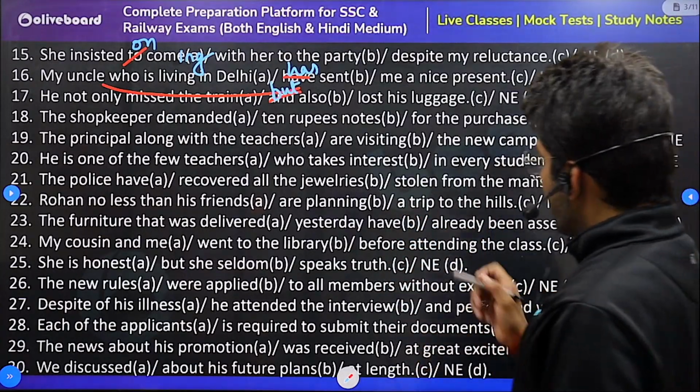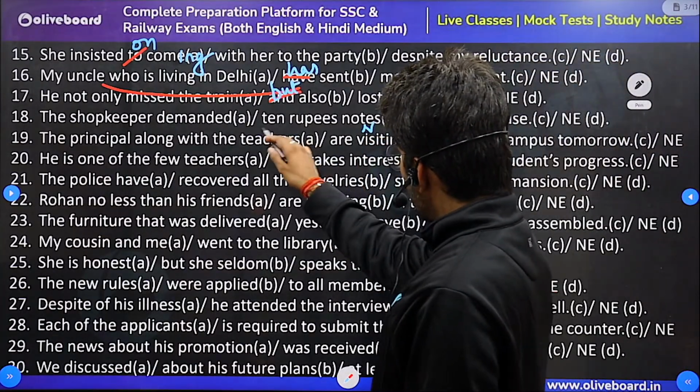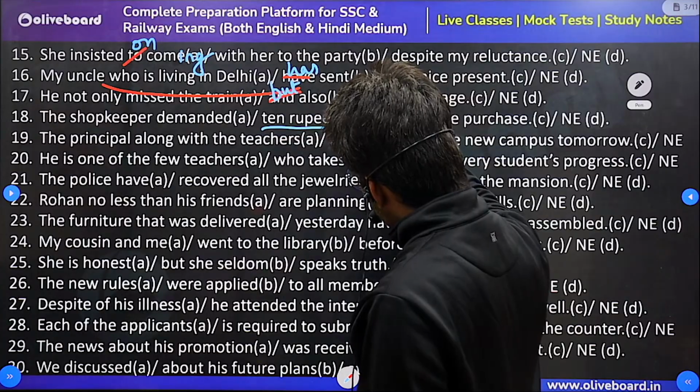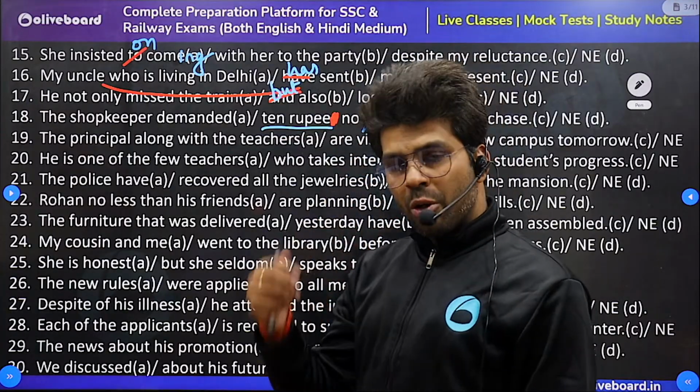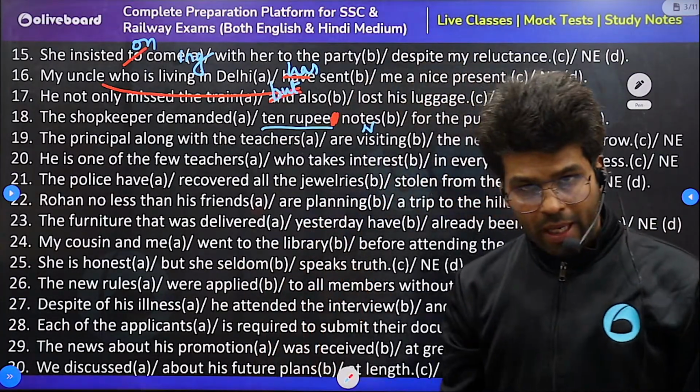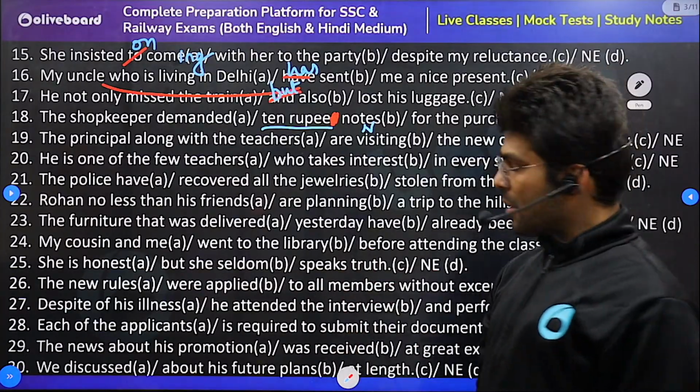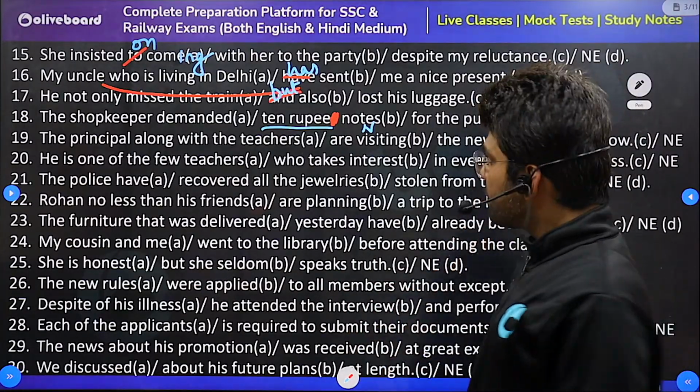Shopkeeper demanded: note is a noun here, 10 rupees is an adjective. Adjectives don't have S variations. So 10 rupee note, 5-star hotel, 10 years imprisonment, 10-year imprisonment, I'm sorry.